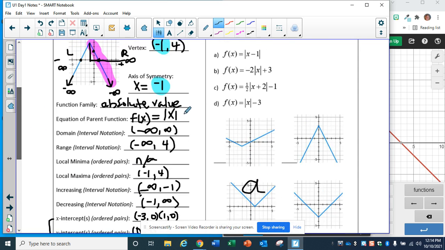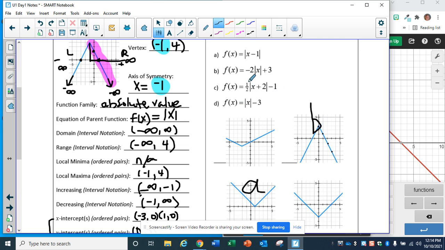All right. For B, I've got a reflection with the minus. I've got a stretch with the 2, and then it went up 3, but not left or right. So that would be this guy. It's reflected across the x-axis. It's a stretch of 2 because I can go down 2 over 1. Boom. And there's a point, down 2 over 1. So that's like my slope. And then the vertex went up 3, right? From 0, it went up 3. So this would be B.